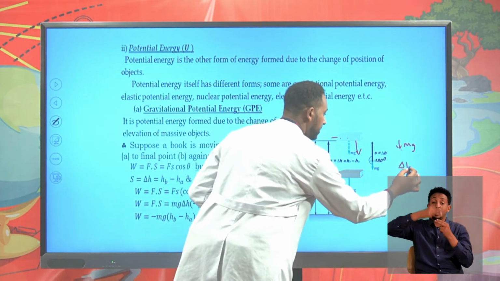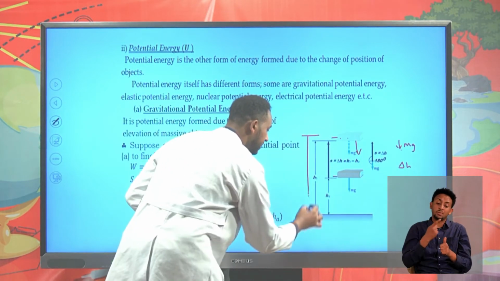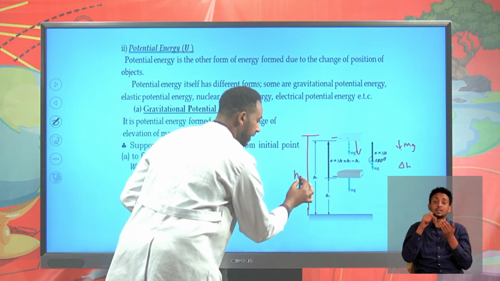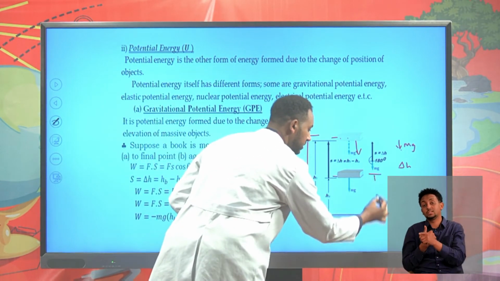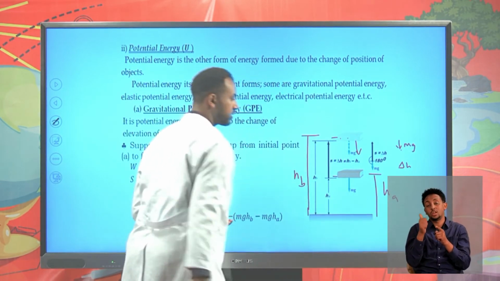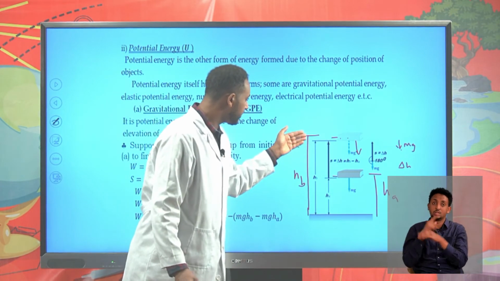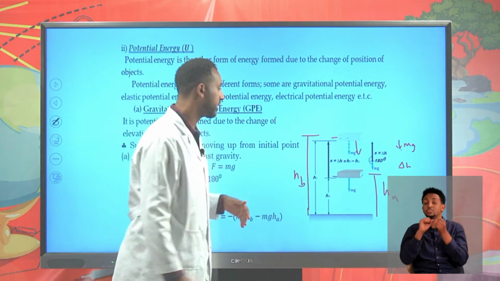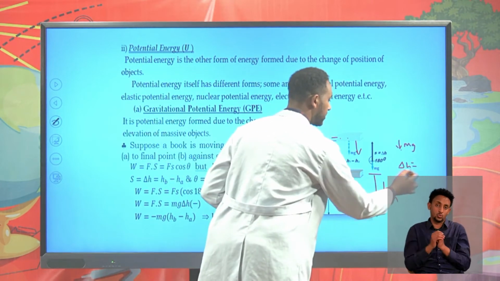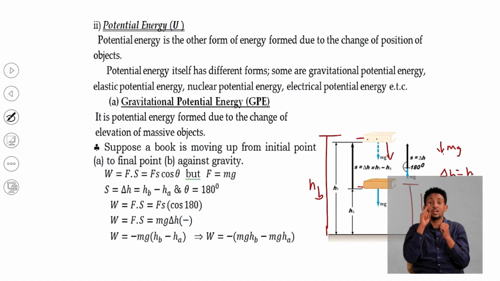Change in height means the initial location of this particle, b, can be given as hb, and the initial location of a is said to be ha. If it is expressed like this, the difference between hb and ha is known as the change in h. Change in h is the final height, ha, minus hb. You can find that h.